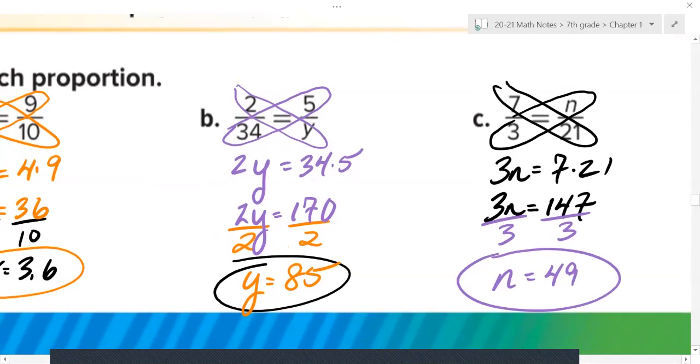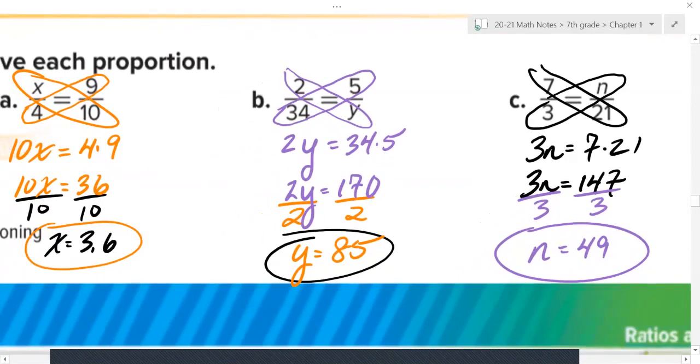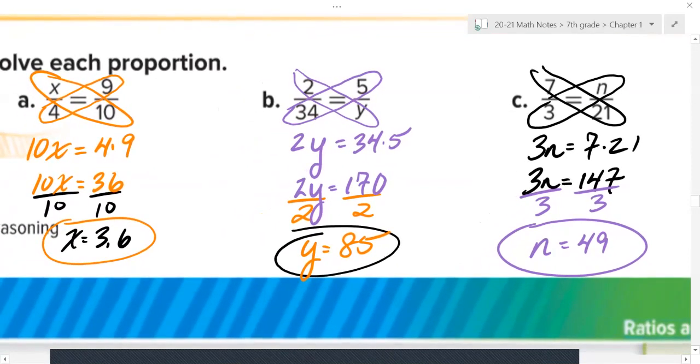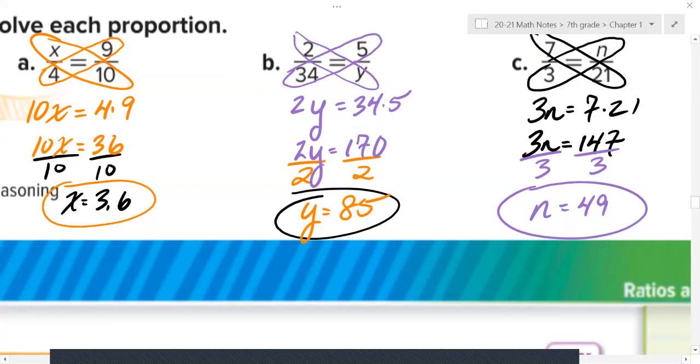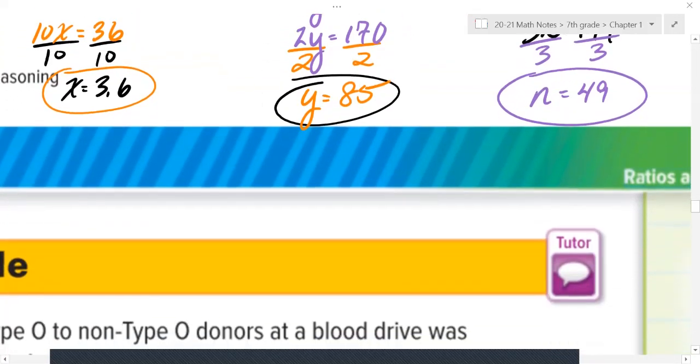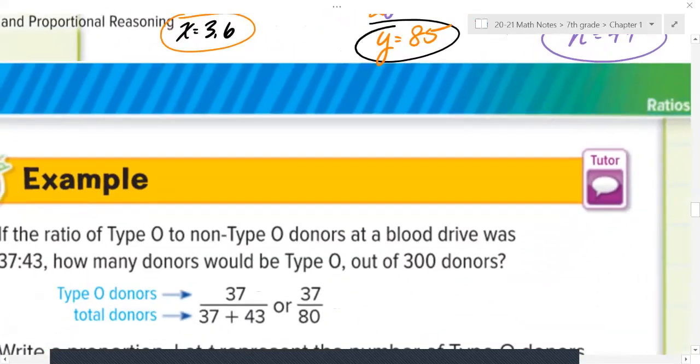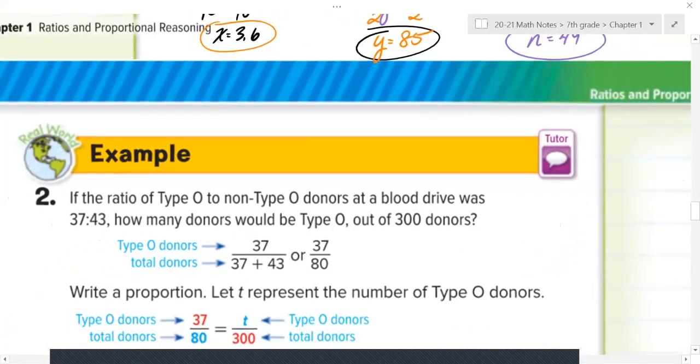Are there any questions so far? If A, B, and C make sense to you, that's what the whole homework is. There aren't any word problems in tonight's homework. There's going to be word problems tomorrow, but not today. So if you feel good about this already, you are set and ready to go for tonight or this afternoon, because this lesson is going to take most of the class.